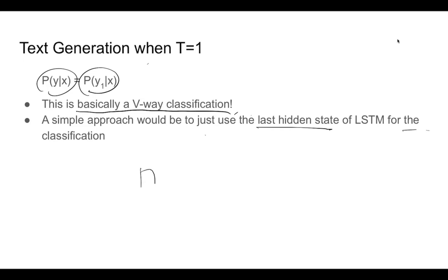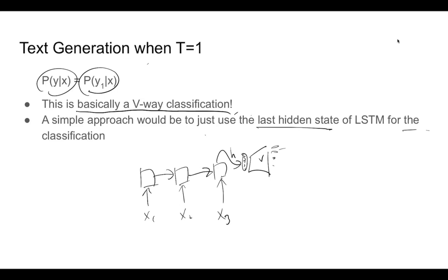So what does that mean? Suppose that you have X1, X2, X3. Then we just use this hidden state, and this will be some embedding. Then we apply some classification into V, turn this into probabilities by softmax, and then compare this with the cross entropy of the true label. Simple, right?